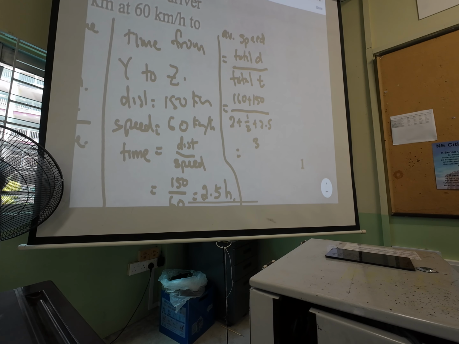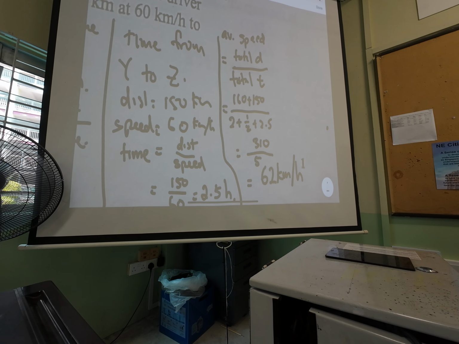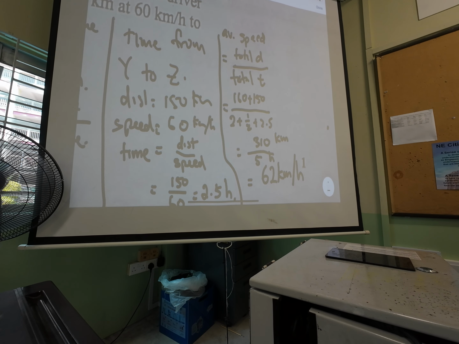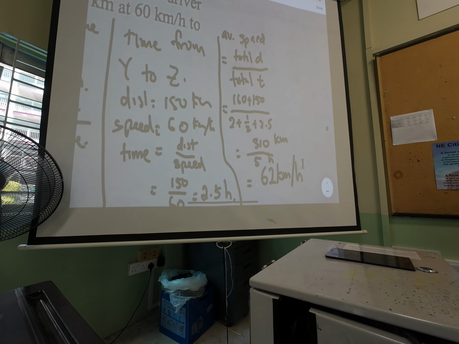So all together will be 310 kilometers divided by 5 hours. So the average speed is equals to 62 kilometers per hour. 310 was in kilometer, 5 is in hour. So when I divide, my speed is kilometer per hour. 62 kilometers per hour.